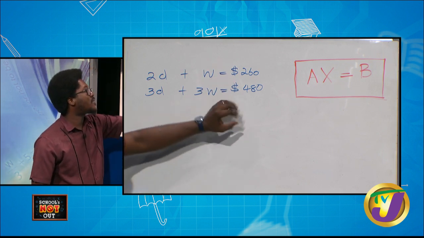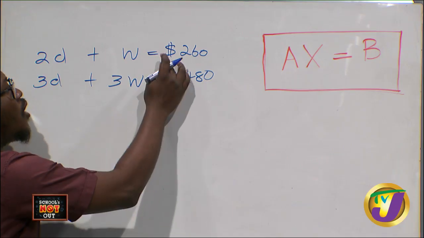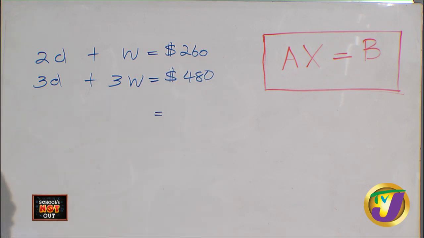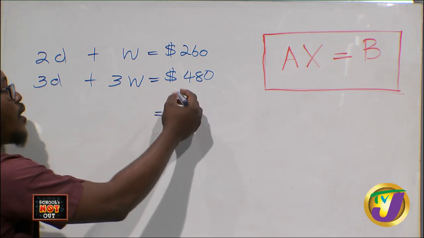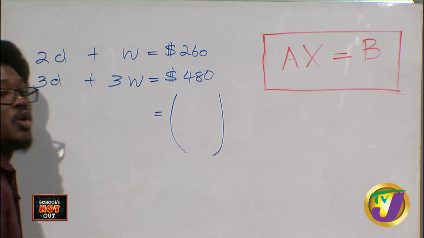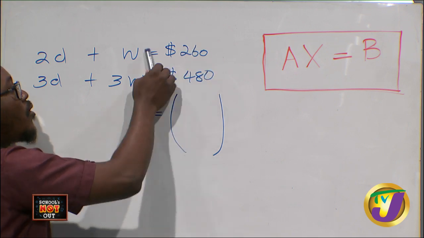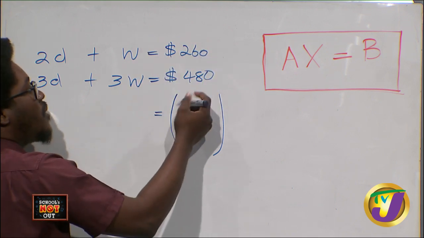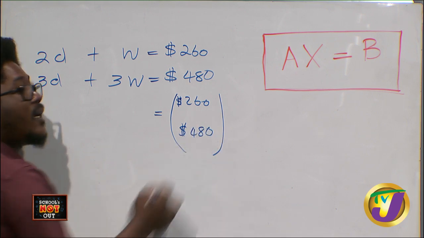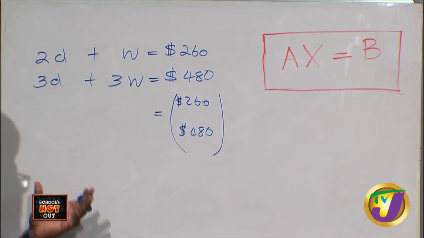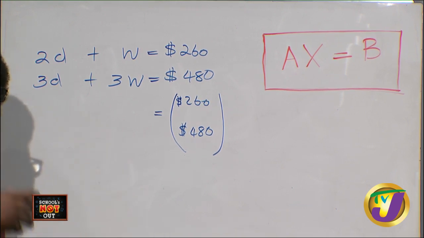Now, I'm going to start with my right-hand side. We have $260 and $480. Now, if I should put this in a matrix, what it will be is a column matrix because we have 1, 2 rows and only 1 column. So this is going to be a column matrix 260, 480. And then on my left-hand side, I need an equal matrix. A matrix with 1 column and 2 rows.